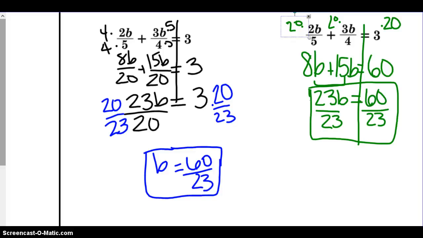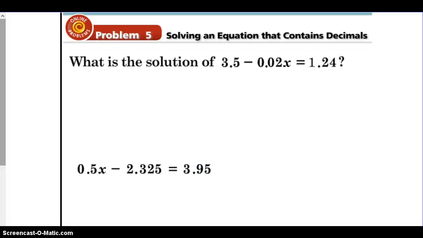All right, so we're going to do one more. What is the solution to 3.5 minus 0.02x equals 1.24? Now this one, the nice thing is, watch this. I'm just going to get rid of the decimals. Could I technically use a calculator? You bet. But watch this.